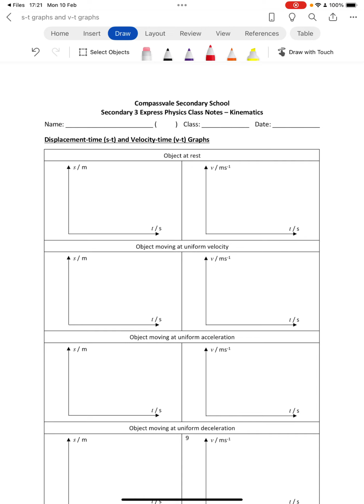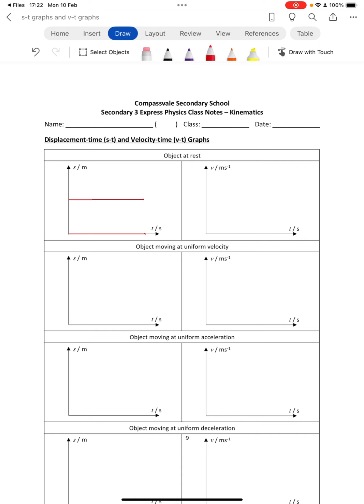So for the first one, object at rest, there are two possibilities for the displacement time graph. Intuitively, we all know that if the line is at the axis at 0, the object is stationary. But if the horizontal line is above the axis, the object would still be at rest. So whether the horizontal line is at the axis or above the axis, the object is not moving.